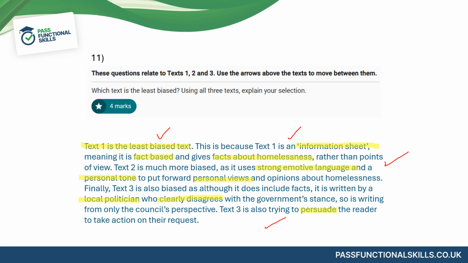So that is our fourth mark there. So make sure with this question that you do explain the bias or the levels of bias in all three texts, and make sure you're really clear when you're labelling which text you think is the least biased text.